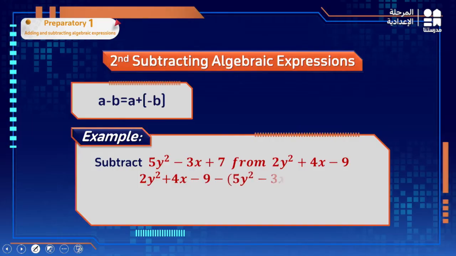And here we have to subtract one expression from another expression, and that's what we said in the last episode. When you see the words subtract from, just switch the order. So we are going to start from 2y squared plus 4x minus 9 minus, and you have to open brackets. Why? Because we have to change all the signs inside this bracket. So 5y squared minus 3x plus 7. Let's change it one by one.